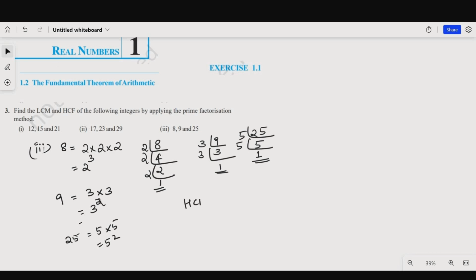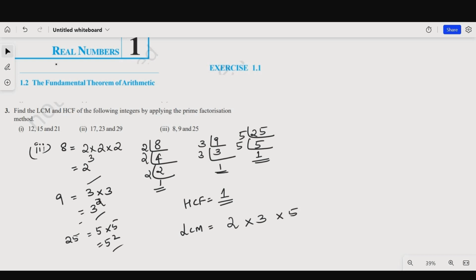So the HCF, here there is no common prime factor in 8, 9 or 25, there is no common factor. So our HCF is 1. Now let's take the LCM. LCM means we take the greatest power of each prime factor involved in the number. It's the product of the greatest power of each prime factor involved in the number. So from 8 the number involved is 2. From 9 the number involved is 3, and from 25 the number involved is 5.